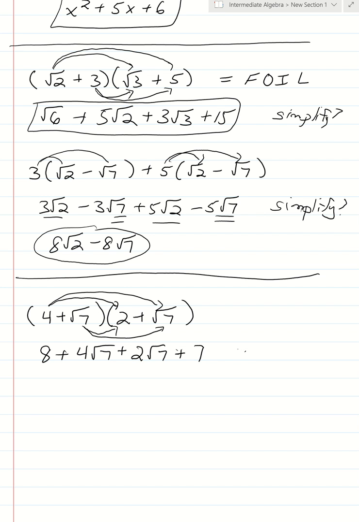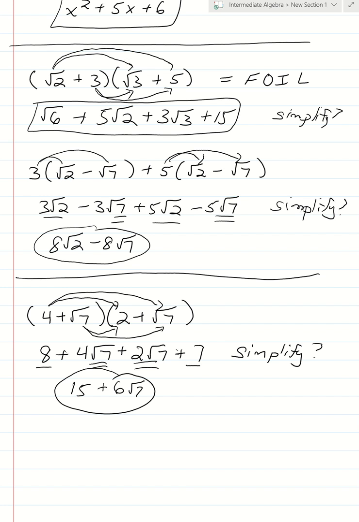Now, once again, we have to ask ourselves, we did the multiplication, can we simplify by combining our like terms? Well, we have an 8 here and a 7 here. Those are like terms. And of course, 8 plus 7 would give you 15. Then we're going to take the 4 square root of 7 and add the 2 square root of 7, and that would give us a plus 6 square root of 7 as our answer. Can't go any further.